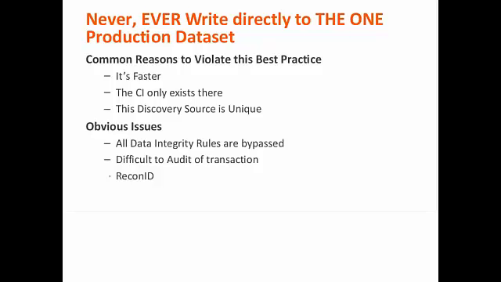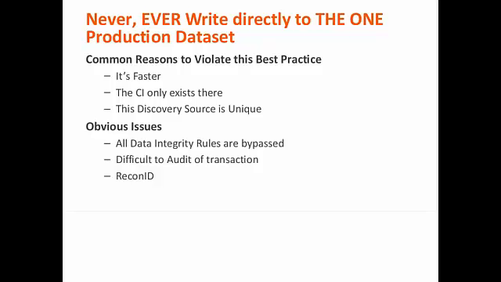So, the first one, never ever write directly to the one production dataset. Common reasons that we get for violating this best practice is that it's faster if you just write directly into production. You don't need to wait for normalization and reconciliation and the identifying jobs and the merge jobs to happen. Your data's just right there for you. Well, yeah, there's reasons that that's bad.